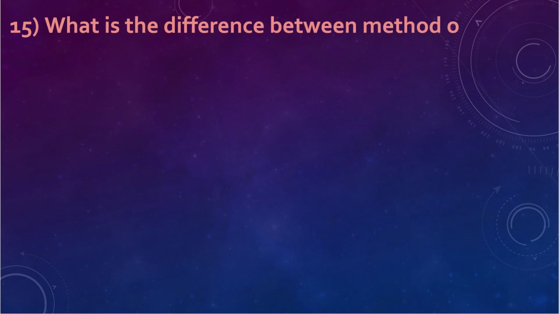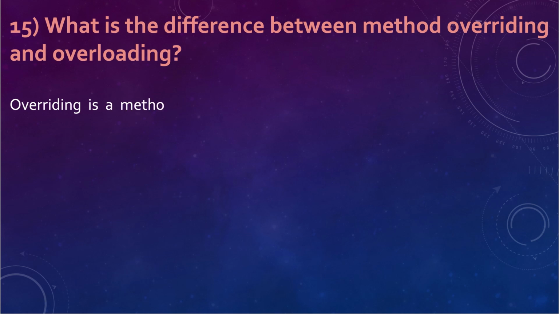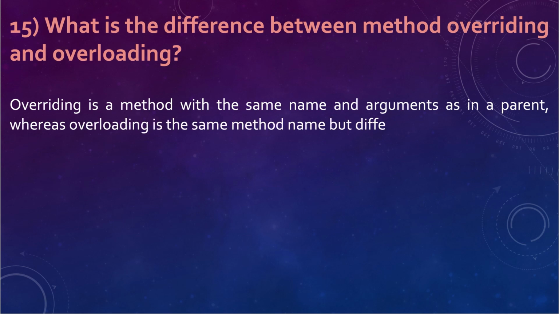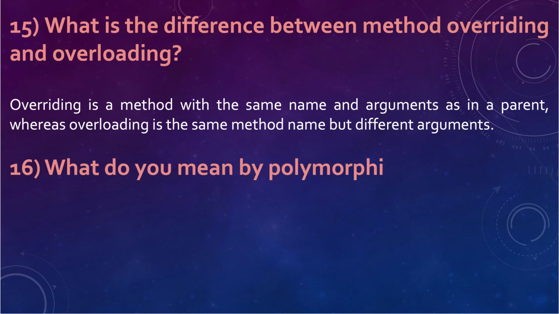What is the difference between method overriding and overloading? Overriding is a method with the same name and arguments as in a parent, whereas overloading is the same method name but different arguments. What do you mean by polymorphism?